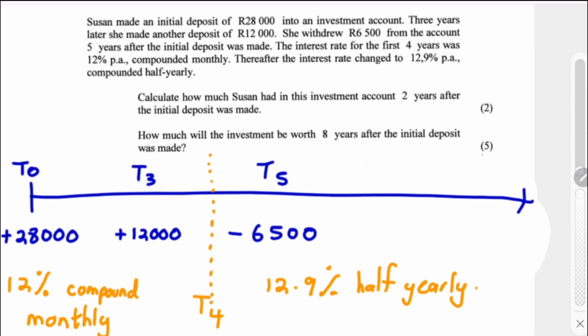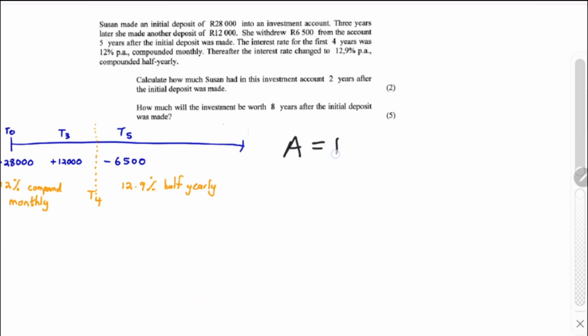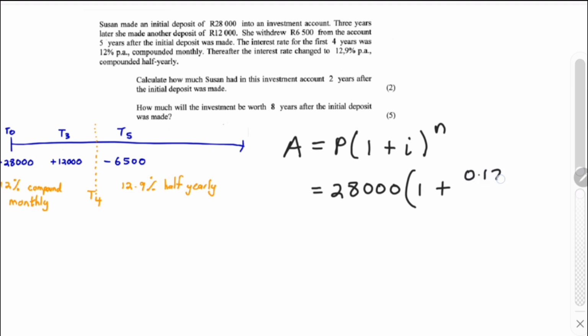So the first question is calculate how much Susan had in this investment account 2 years after the initial deposit was made. So she's investing money. So this is the formula we go for. And she invested 28,000 rands. And the interest rate for the 2 years, because we want 2 years after the initial deposit was made, the interest rate was 12% monthly.